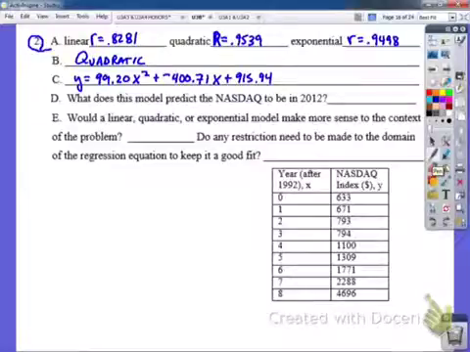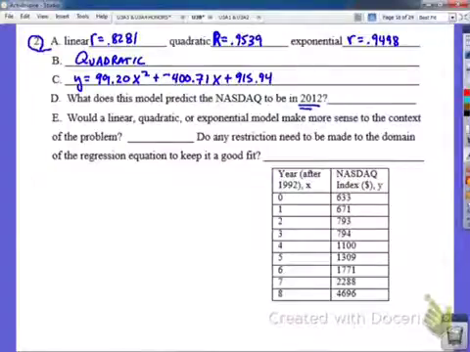Okay, so we've taken a moment in class here to look at the R values and decide that the quadratic was the best model. So we wrote down the equation, and now we're on letter D. What does this model predict the NASDAQ to be in 2012? In order to answer that, you have to realize 2012 refers to what X value. So you have to look here. You realize that X equals 0 is 1992.